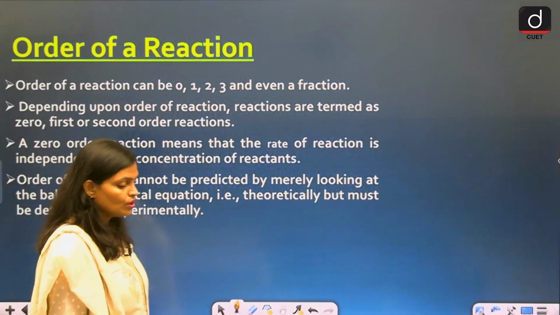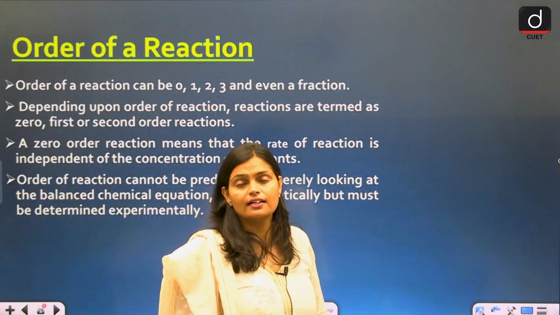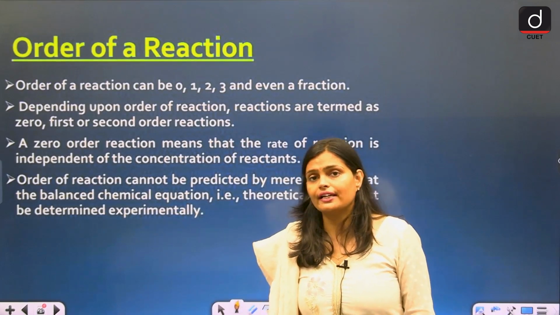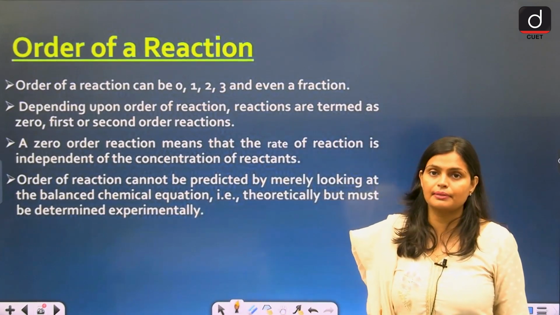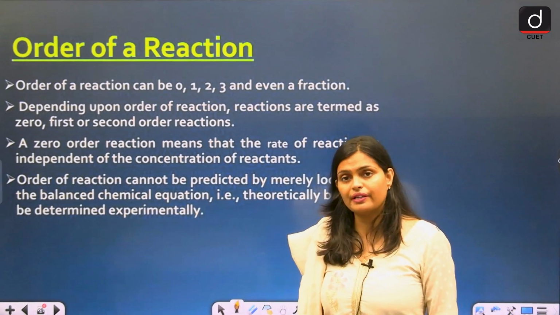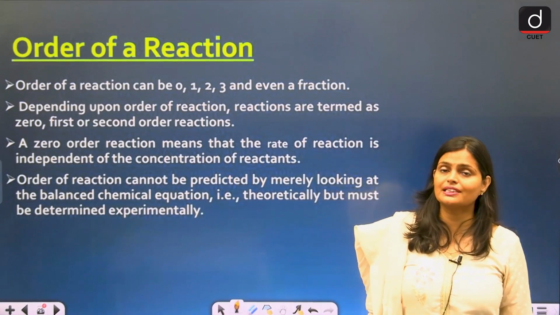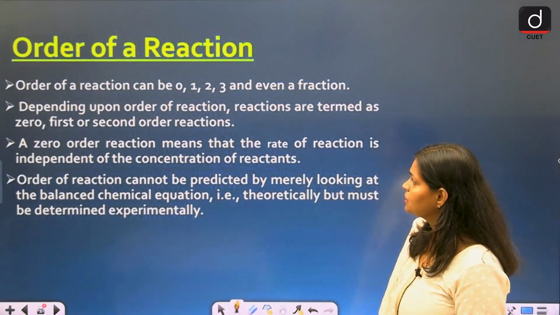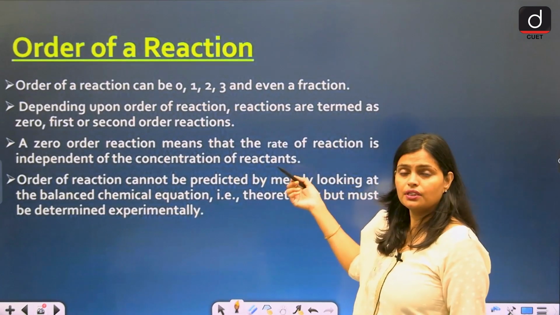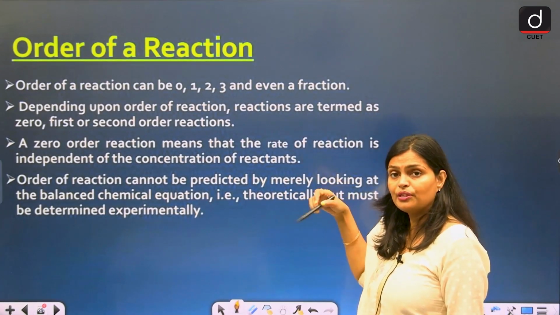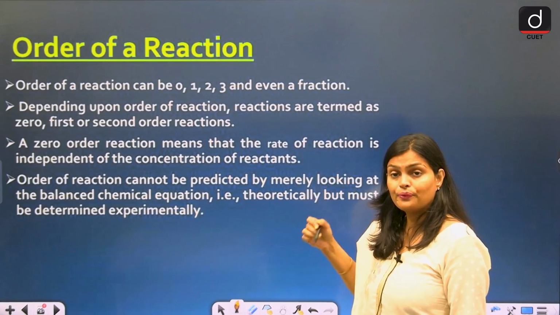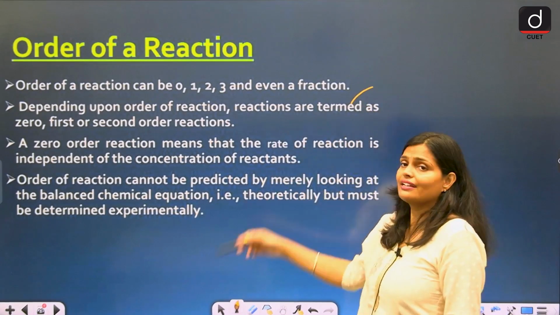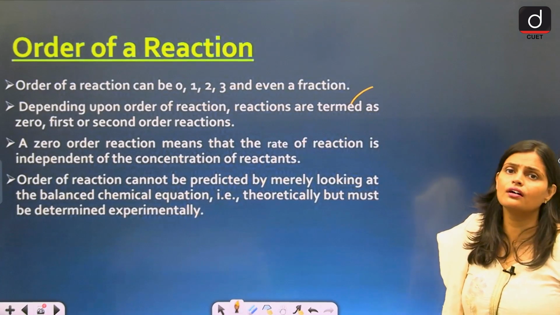Now, it's not like you will get it just by seeing the reaction. ये जो order है ये आपको सीधे देख के नहीं पता चलेगा. It is the experimental value. You have to perform the experiment, then only you will get the power of concentration. So the order of the reaction may be 0. Maybe you have a zero order reaction, a first order reaction, second order reaction, third order reaction, or even you will get a fraction.